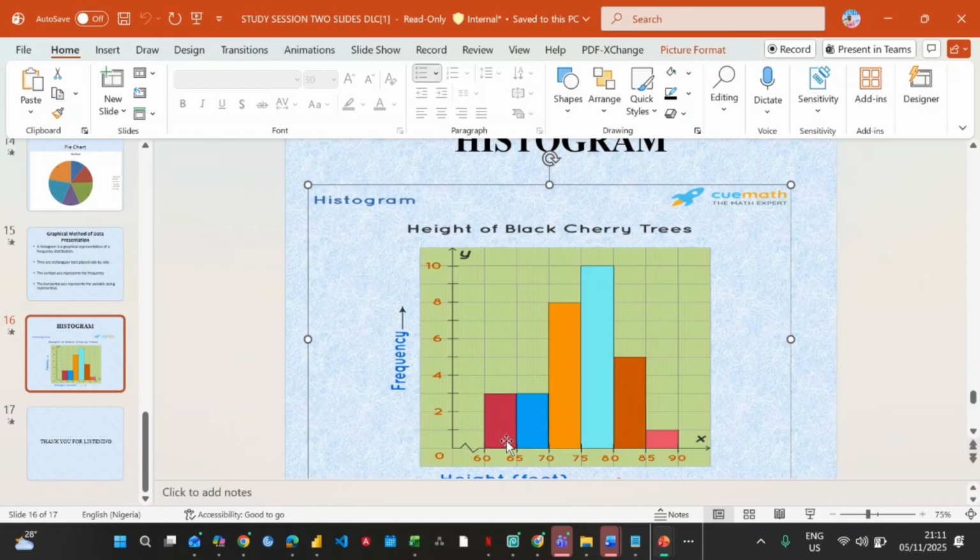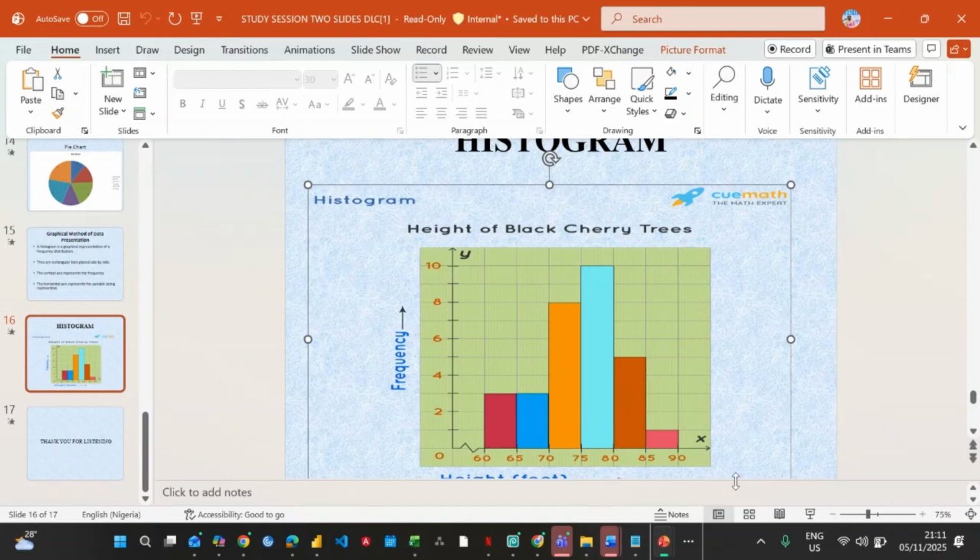What the bars here are telling you is the interval, or the range, between all these values, from here to here, from here to here, from here to here. So it gives an interval.